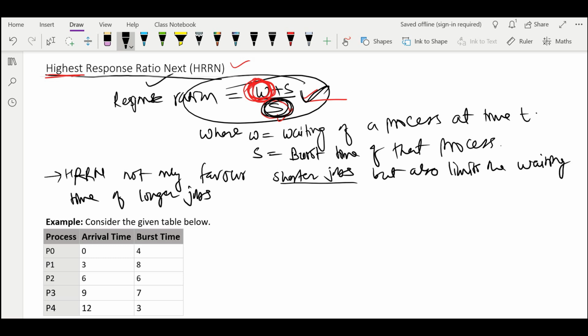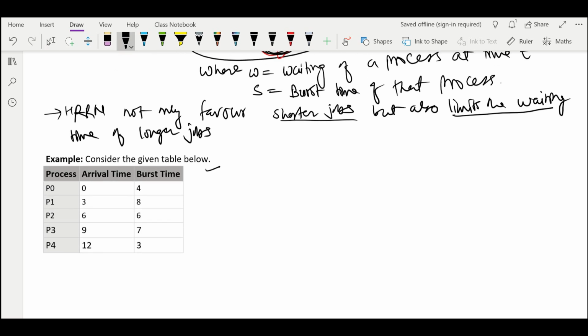So if a job is longer, then its waiting time is also limited. Why? Because if W is large, the whole value will become large. So that's why it limits the waiting time. After a particular period of waiting, that process needs to be scheduled because its response ratio will become large. Let's understand this by an example.